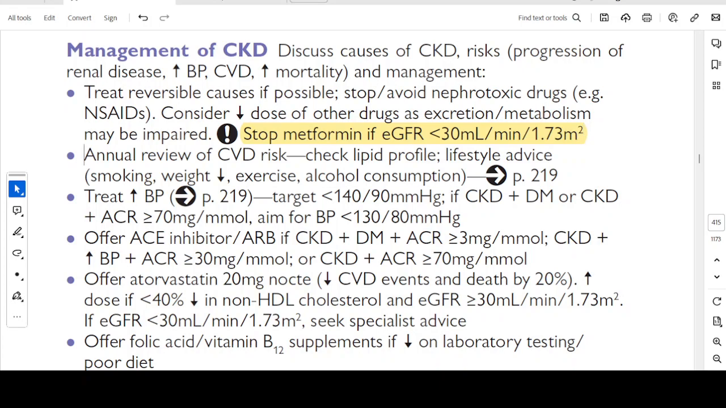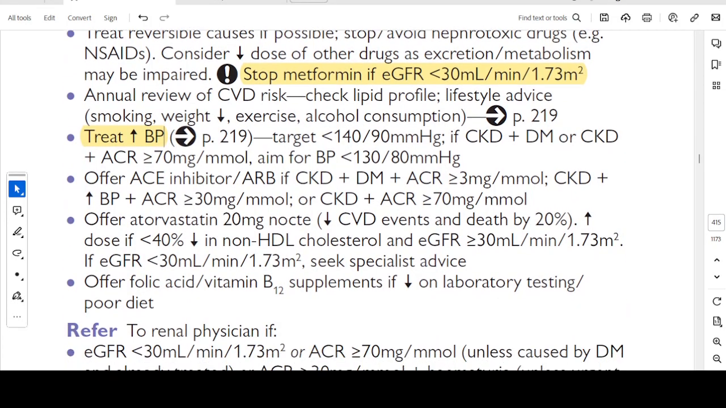Annual review of CVD risk. Check the lipid profile and give lifestyle advice: smoking reduction, weight loss, exercise, alcohol consumption. Treat high BP. Target BP in a CKD patient is less than 140 by 90. And if there is CKD plus diabetes or CKD plus ACR more than 70, aim for a BP reduction of 130 by 80.